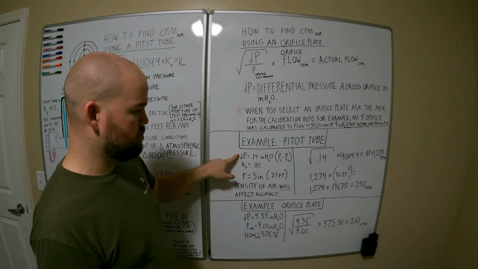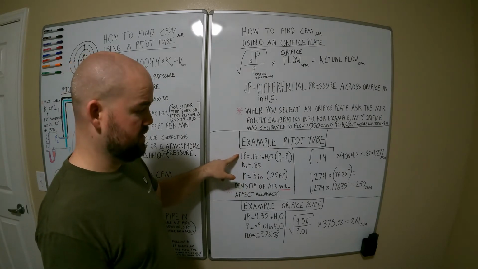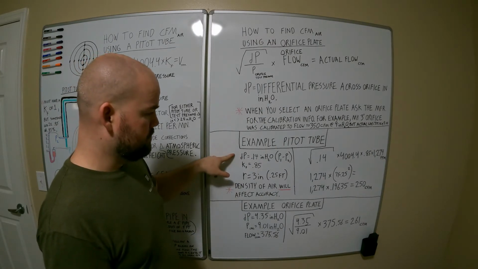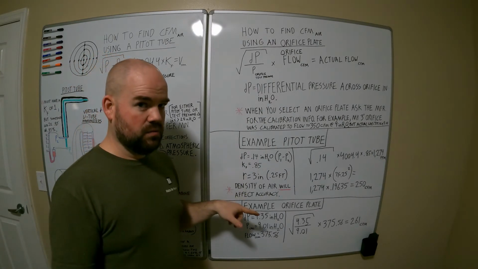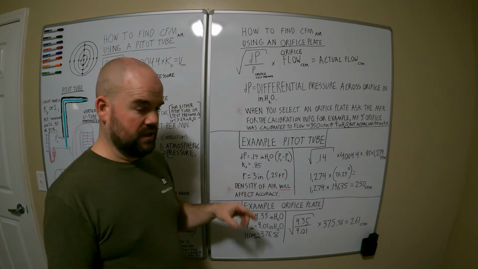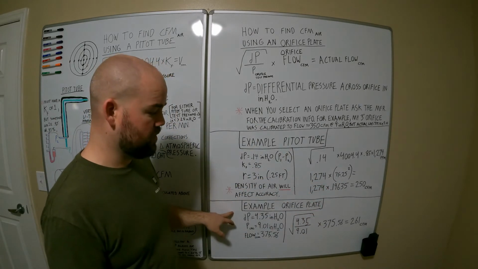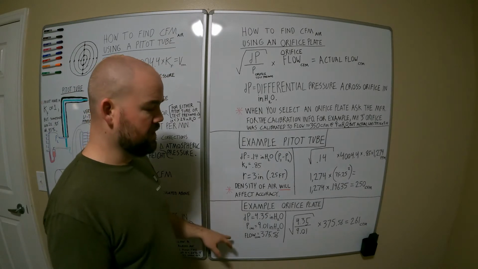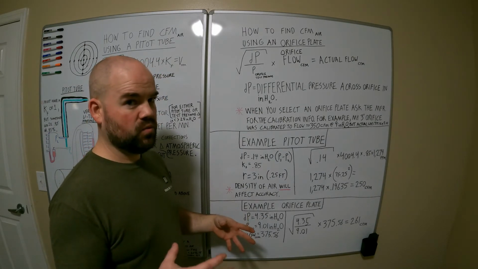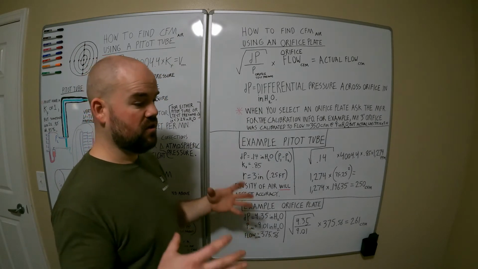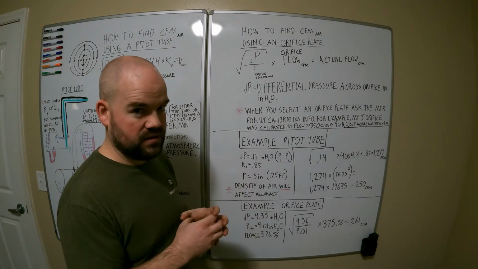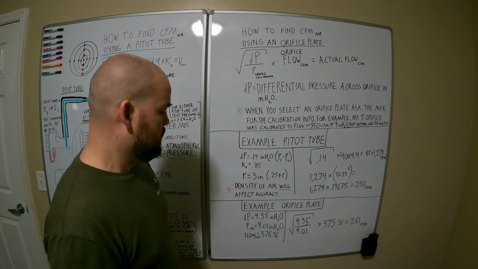Now, examples. A pitot tube, differential pressure 0.14. Remember, differential pressure is going to be much lower than it is on an orifice, because on a pitot tube, the flow is not stopping. It is continuing. On the differential pressure of an orifice, you have a buildup of pressure on one side of the orifice because you're taking all that area and cramming it into a smaller area.